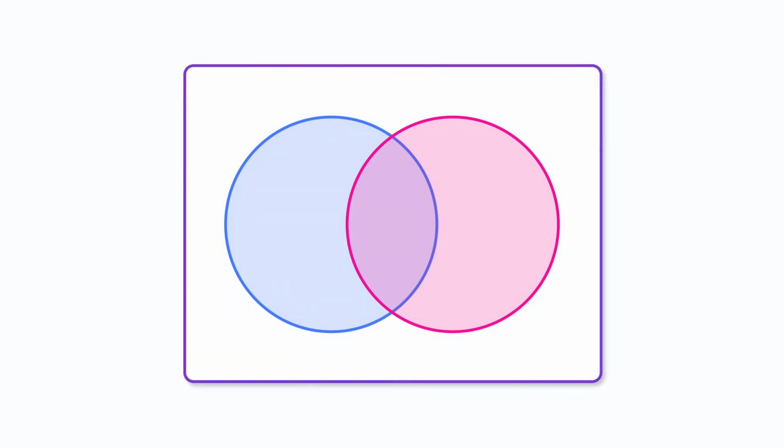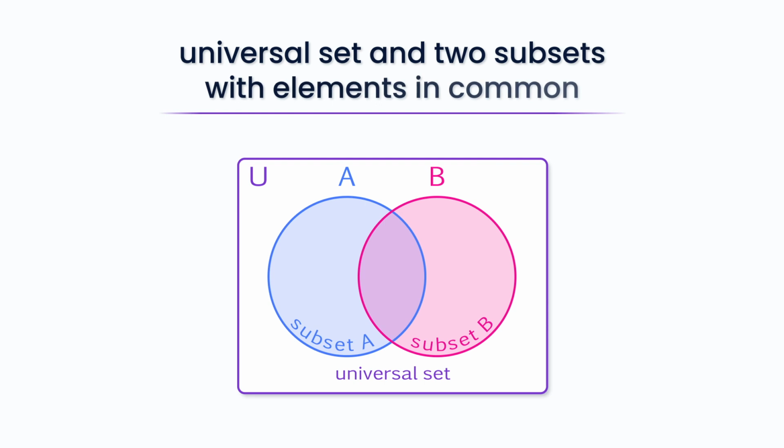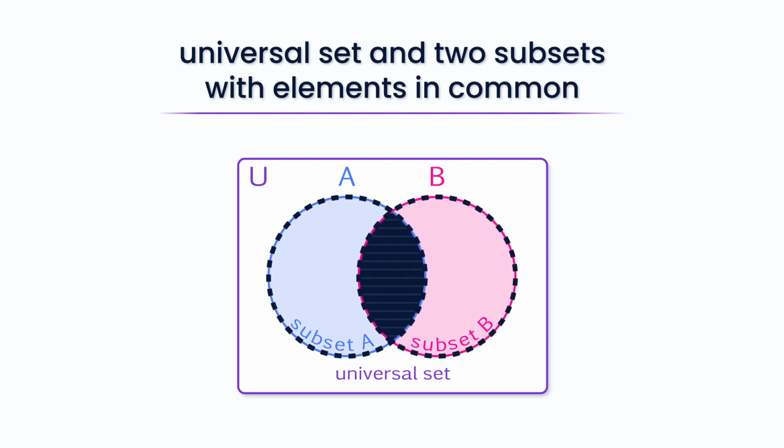They are subsets of the universal set. The circles overlap because the two subsets share elements in common. This is what a Venn diagram for a universal set and two subsets with elements in common looks like. The rectangle represents the universal set. The two circles inside the rectangle overlap because the two subsets share at least one element in common.